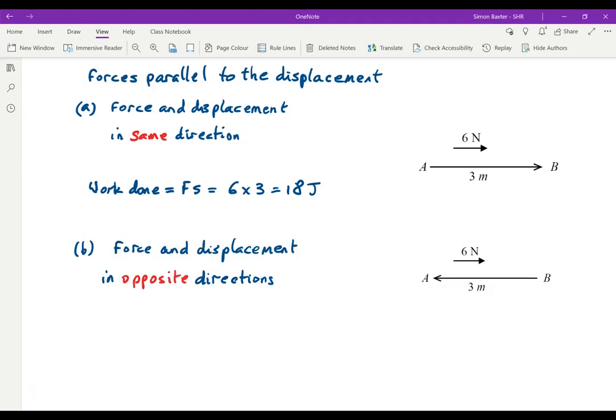And the second possibility is that the force and displacement are in opposite directions. In this case, you have the force of 6 newtons towards the right, but the displacement going in the opposite direction, still a distance of 3, as I did before, but towards the left. In this case, your work done is going to be force times displacement in the direction of the force. Well, my displacement in the direction of the force is minus 3. And that is minus 18 joules.